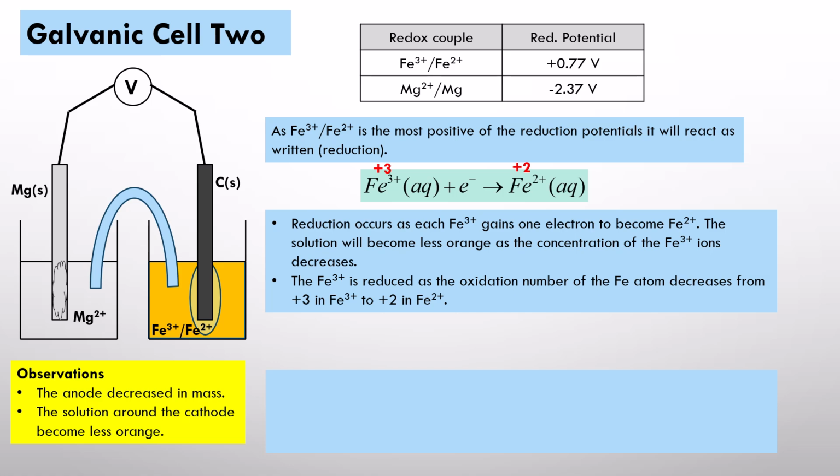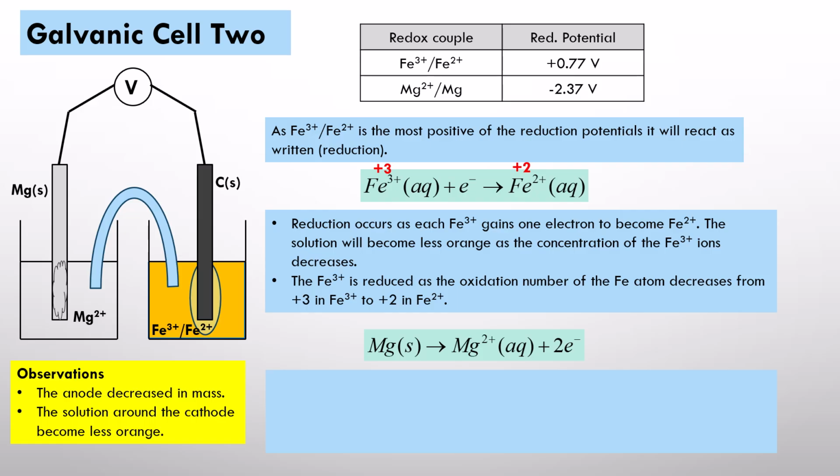That means we need to put magnesium on the left hand side and magnesium 2+ on the right, add electrons to balance the charge. Here we go. And there is our oxidation equation. Now, because this is oxidation, this must happen at the anode, right? Oxidation always happens at the anode, reduction always happens at the cathode.